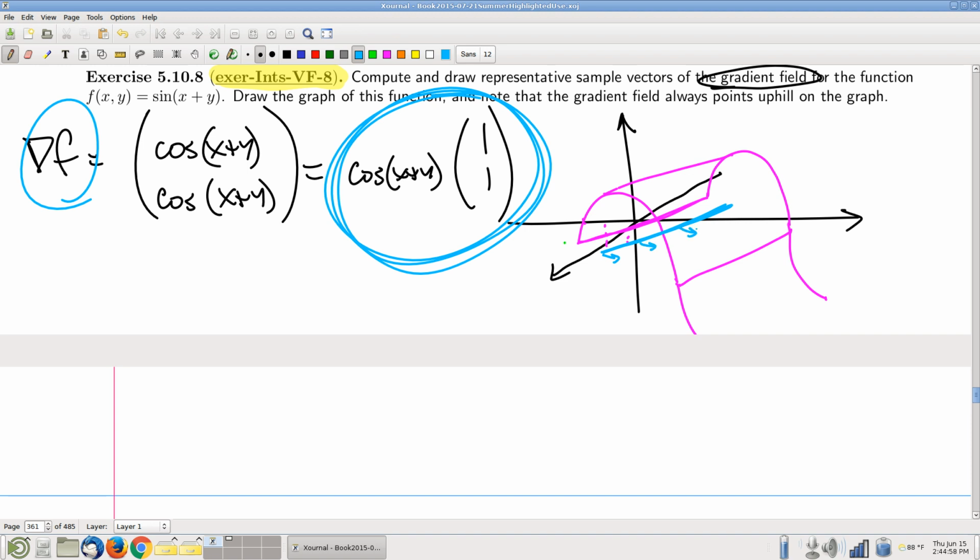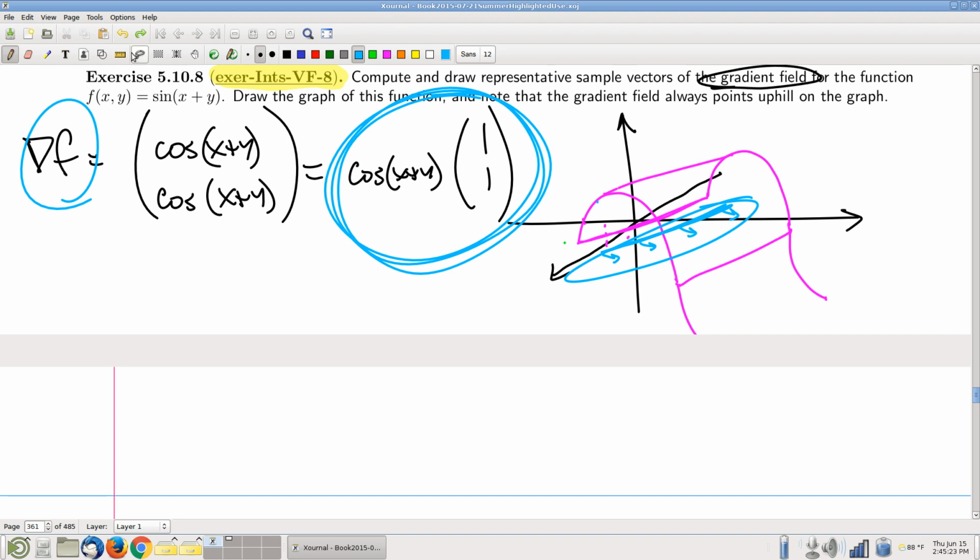No problem, see ya. And so that still points uphill, but you'll notice it's shorter. Is it okay that it's shorter? Well, yeah, sure, because the steepness up here is not as great as the steepness was over there, right? And the steepness is indicated by the magnitude of the gradient. Okay. And then, etc. Keeps going.